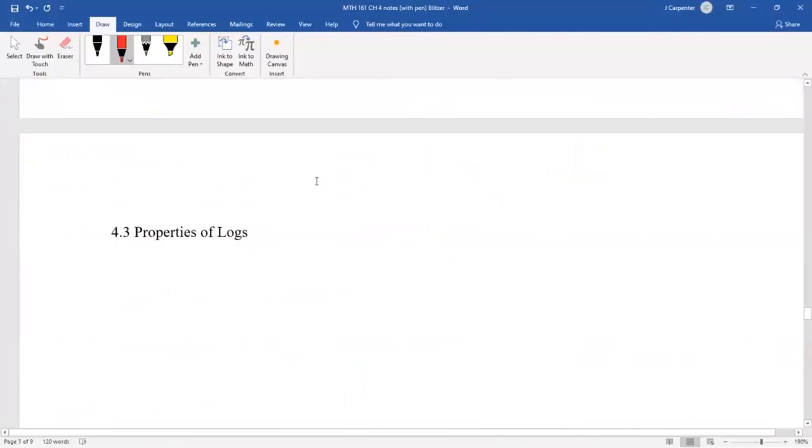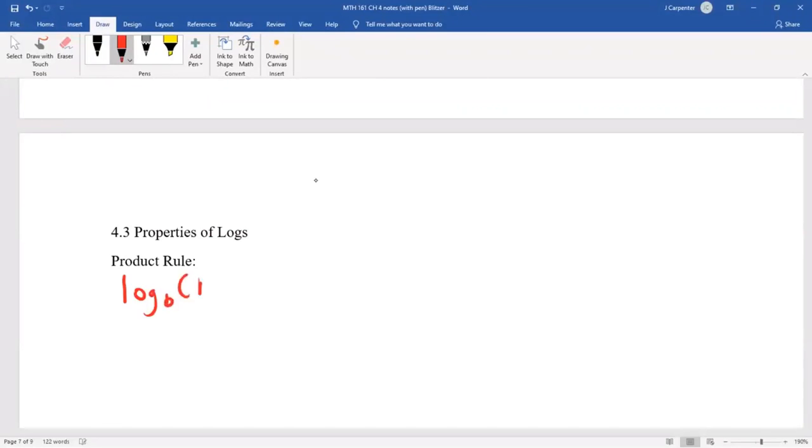So 4.3, more properties of logs, first up being the product rule. The product rule says that, I'll keep it in red, log base b of a product, say m times n. It doesn't have to be letters m and n. This is equal to the log base b of m, plus another log base b of n.